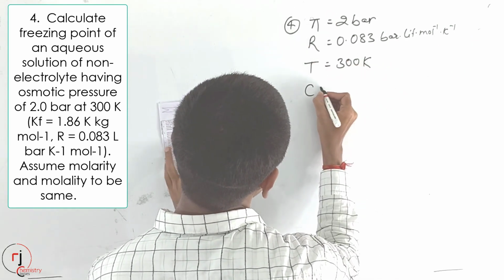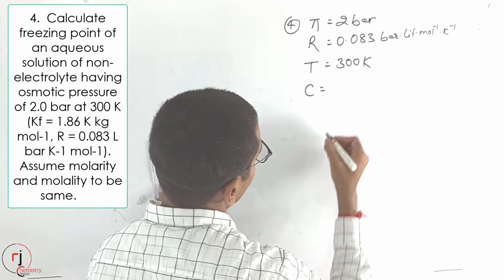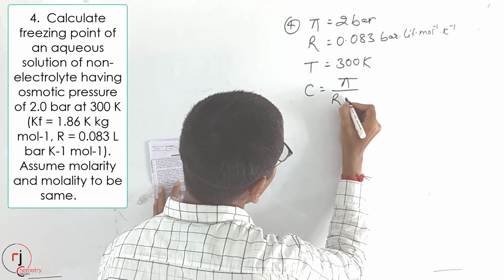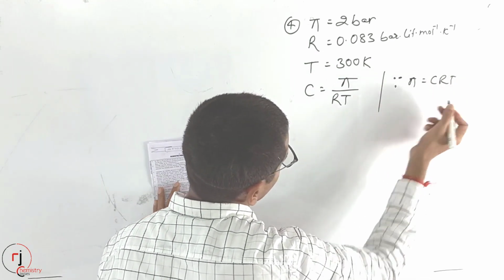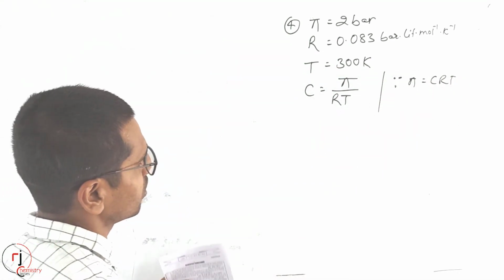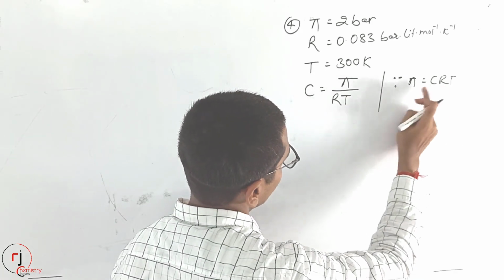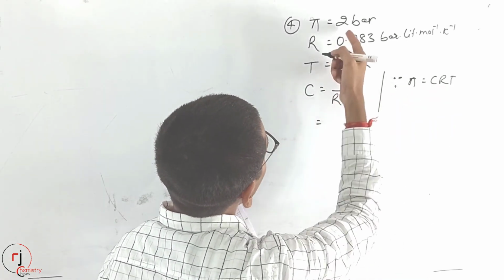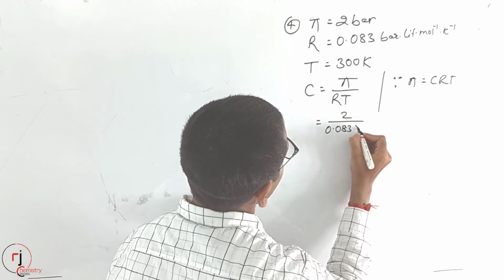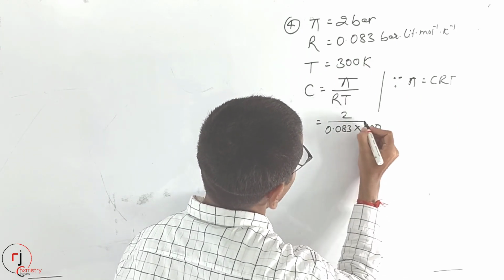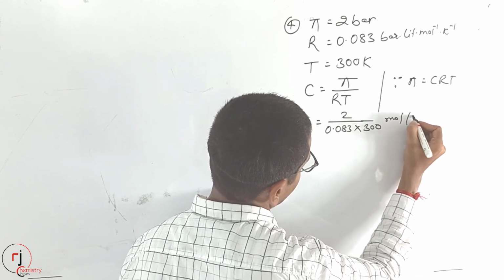From this data we can calculate the concentration of solution, which is equal to pi by RT. Since pi is equal to CRT, from this equation we can find the concentration of solution, equal to pi by RT. What will be the value? That is 2 by 0.083 into temperature, how much? 300. This is mole per liter actually.